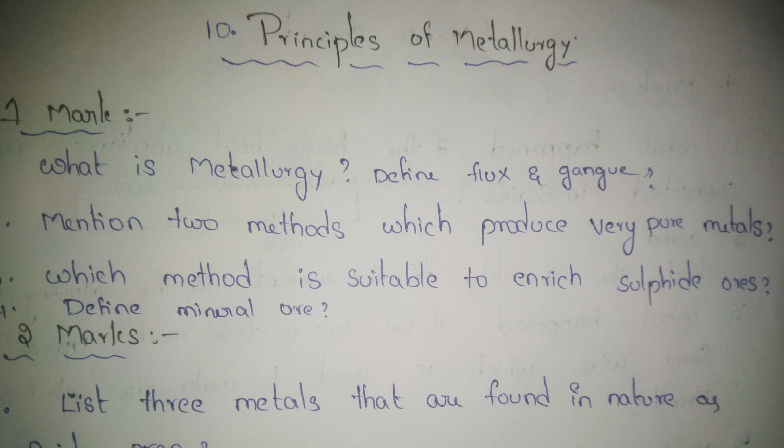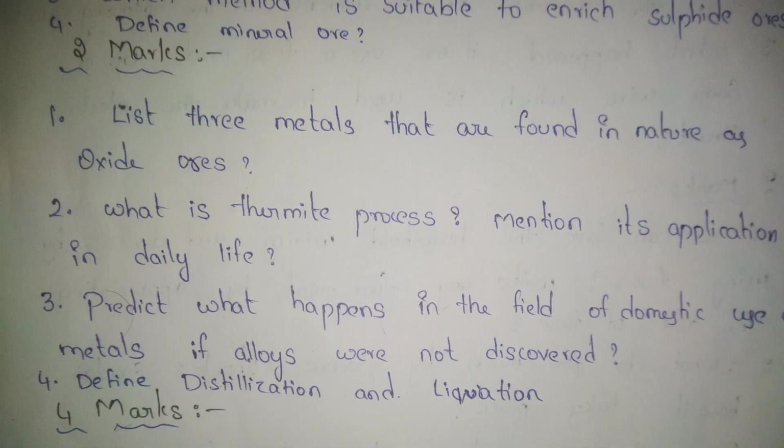Principles of metallurgy. What is metallurgy? Define flux and gangue. Mention the 2 methods by which very pure metals are produced. Which method is suitable for sulfide ores? Define mineral ore. 2 mark questions. List 3 metals that are found in nature as oxide ores. What is the thermite process? Mention its applications in daily life.